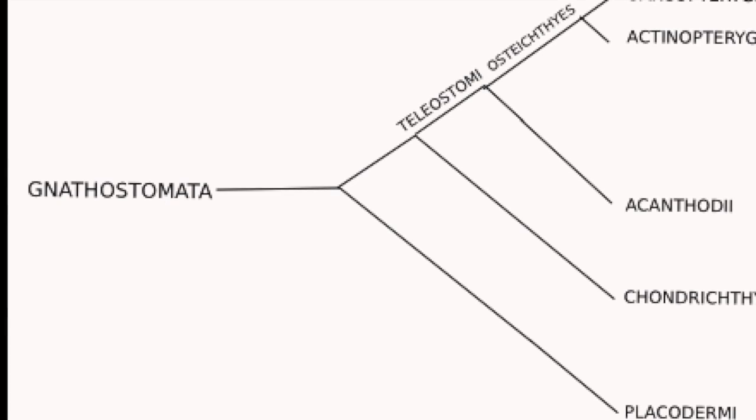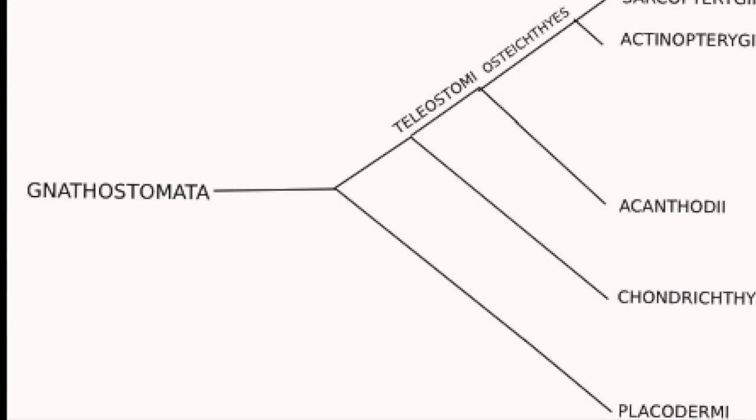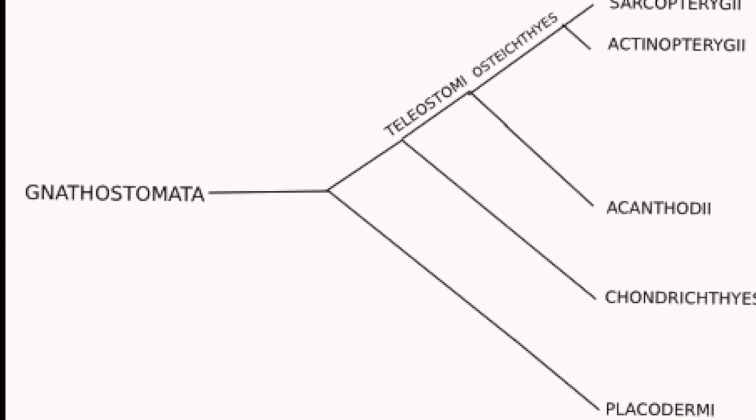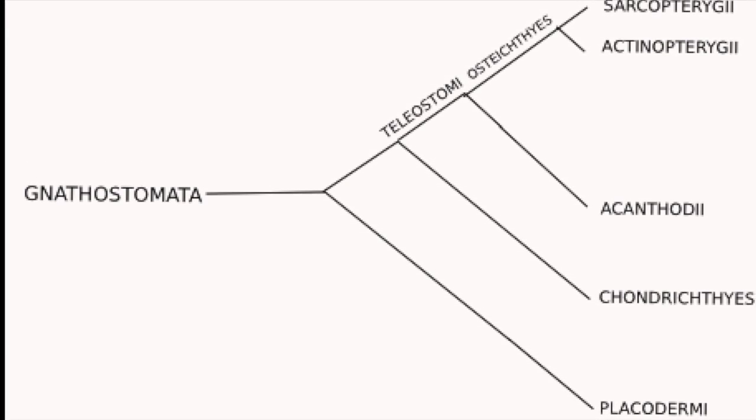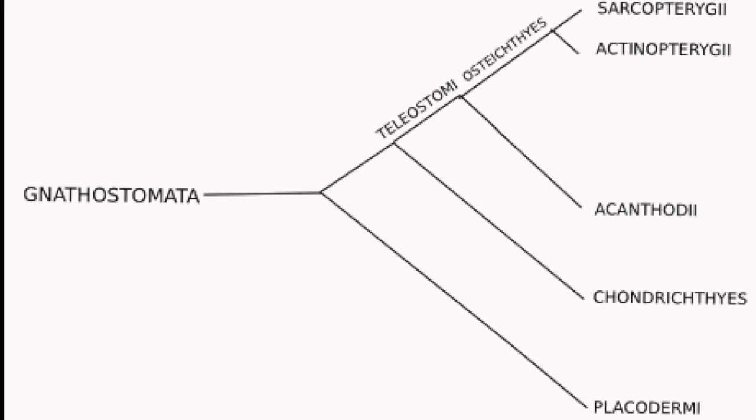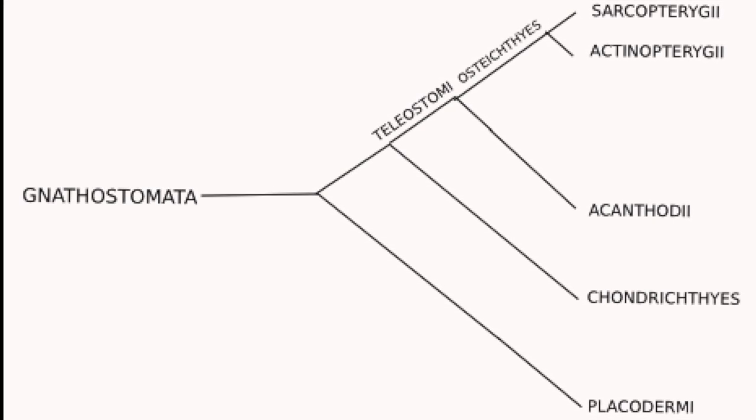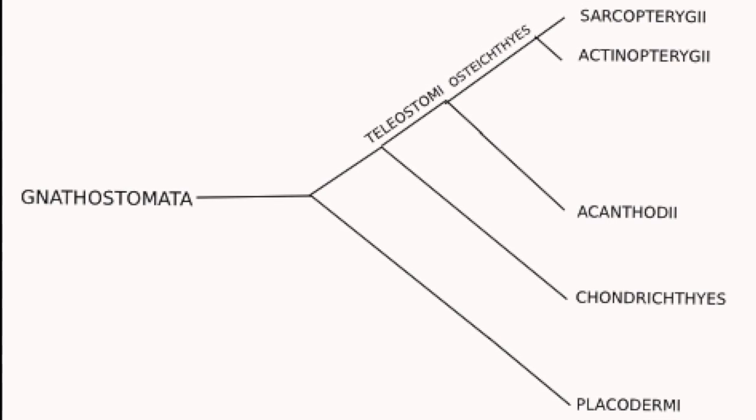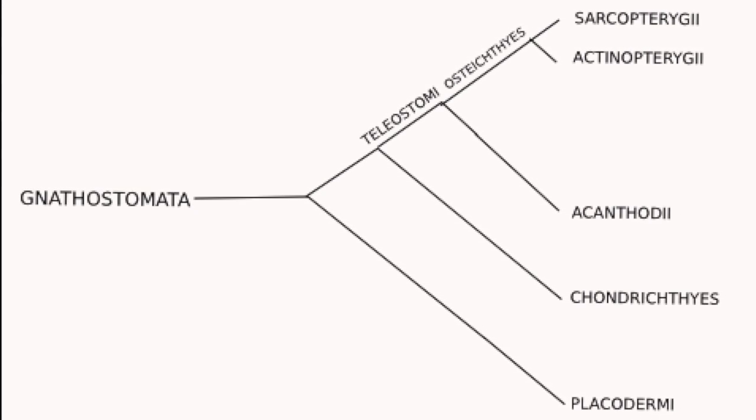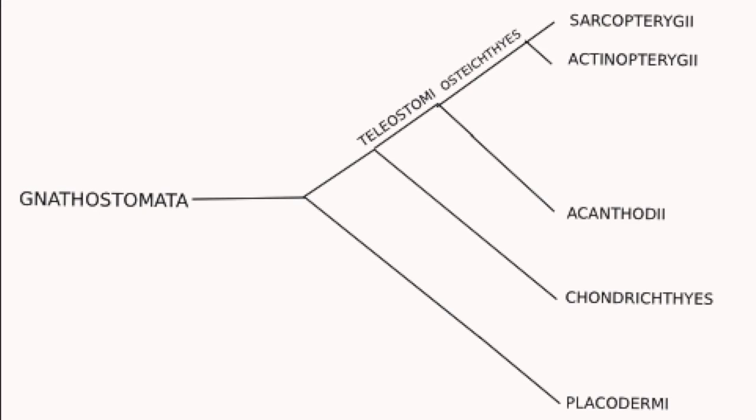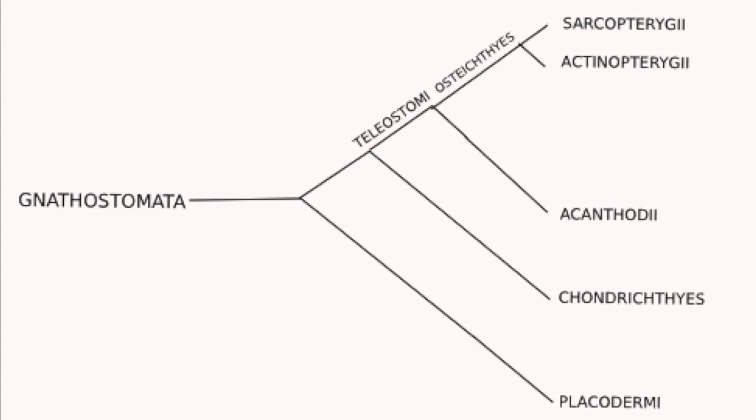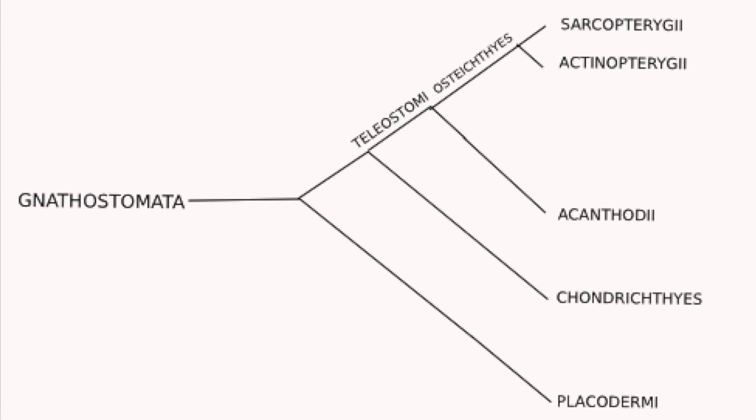Here we have a phylogeny tree depicting the Gnathostomata lineage. The dogfish is part of the Chondrichthyes, which are the cartilaginous fishes, while the ray-finned fish is part of the Osteichthyes, which are the bony fishes. As you can see, the Osteichthyes include two major groups, the ray-finned fishes, also known as the Actinopterygii, and the lobe-finned fishes, which are the Sarcopterygii. Ray-finned fishes are the dominant aquatic vertebrates, making up about half of all known vertebrate species.